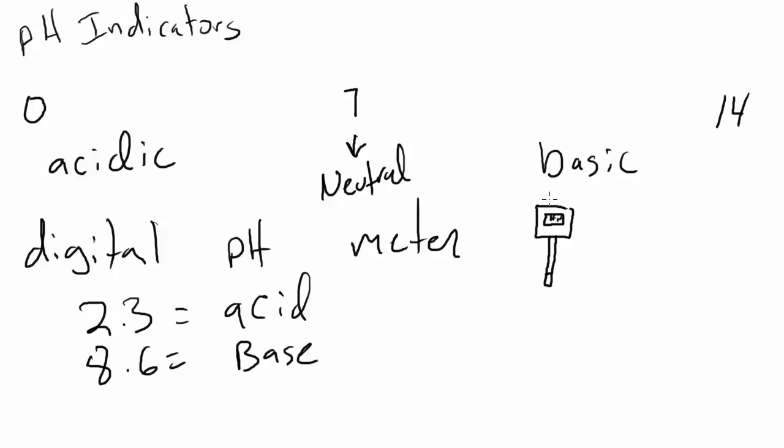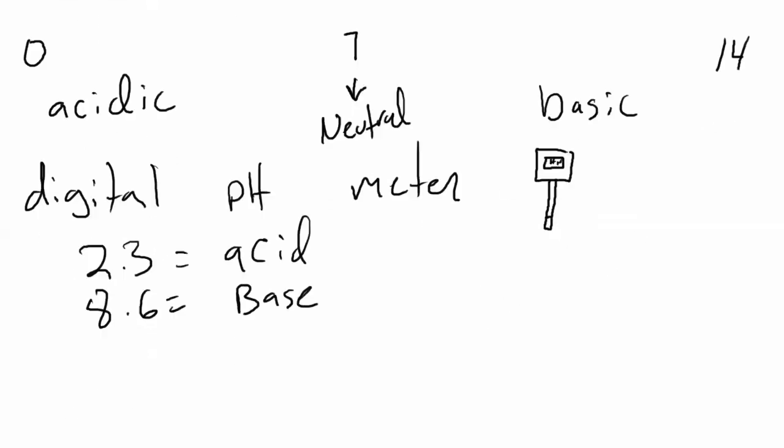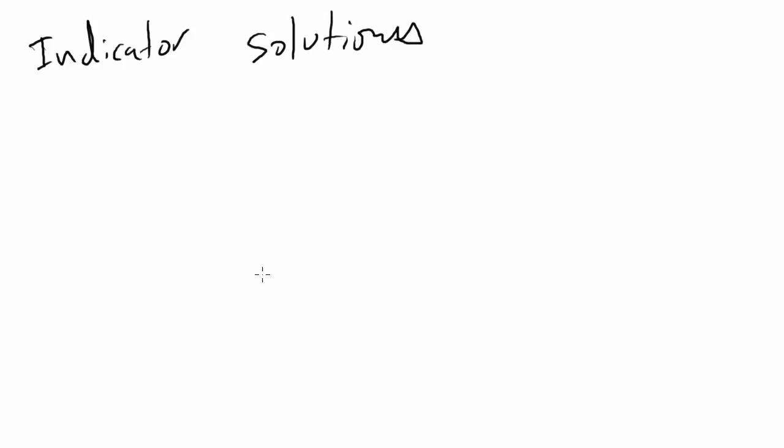But sometimes you don't have access to a digital pH meter, or sometimes it doesn't really matter if you know exactly the pH of something, you just want to know if it's an acid or a base. And in that case, chemists use what are called indicator solutions. So indicator solutions use color to quickly and easily tell you the pH of whatever you put the indicator in. So these would be like liquids that change color based on the pH that they're in.